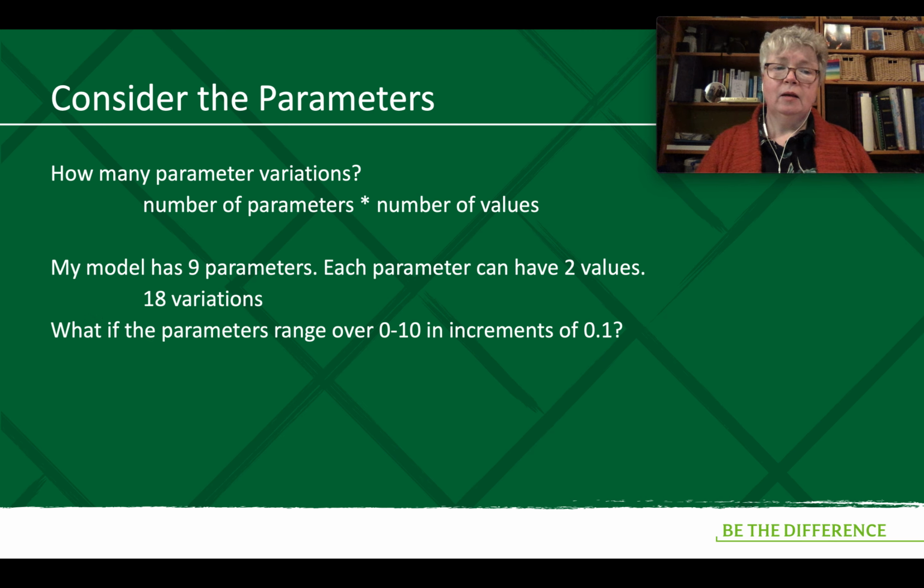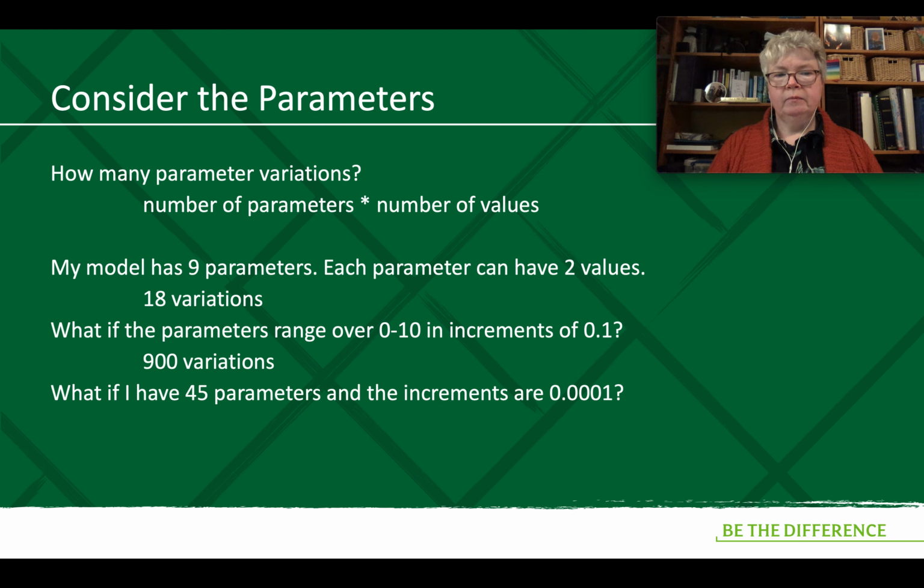If I have parameters that range over 0 to 10 in increments of 0.1, oh, that's more parameters, right? So now I've got 900 variations. I do not want to do that by hand. That'd be crazy. It gets worse because actually in biological systems we're probably looking at more parameters and also bigger increments, smaller increments, more variation in the number of values. So that's nearly 500,000 variations. I can't do that.